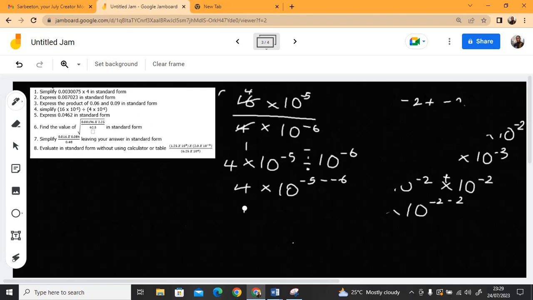So you have 4 times 10 raised to power minus 5. Minus times minus is plus, plus 6. So minus 5 plus 6, that should give us 1. 10 raised to power 1. So this is your final answer.